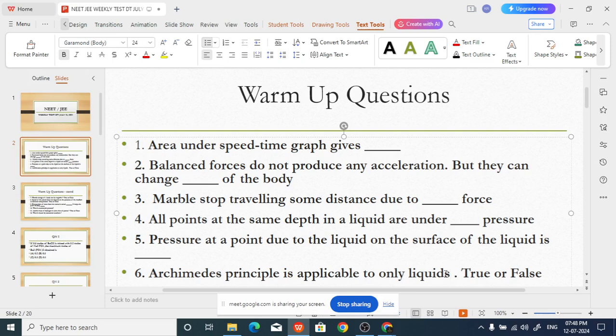Archimedes' principle you studied in the 7th or 8th or 9th standard, I do not know, but you have forgotten totally. Otherwise, you could at least say true or false. Whether right or wrong, never mind, but apply your mind and then tell the answer. So it is false, because Archimedes' principle is applicable to liquids as well as gases. Okay, go to the next one.